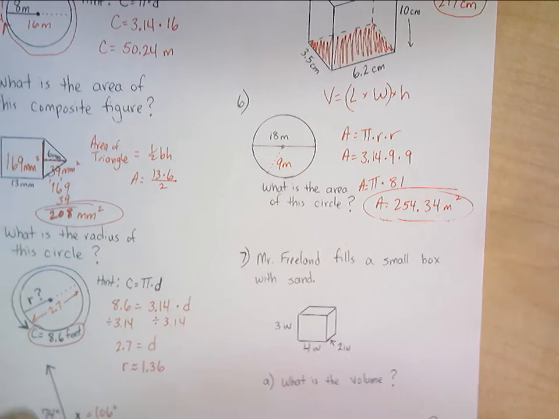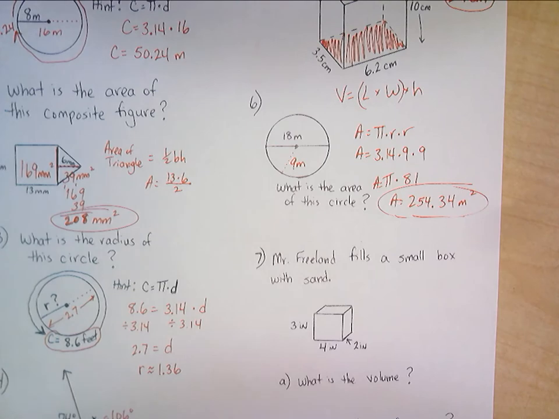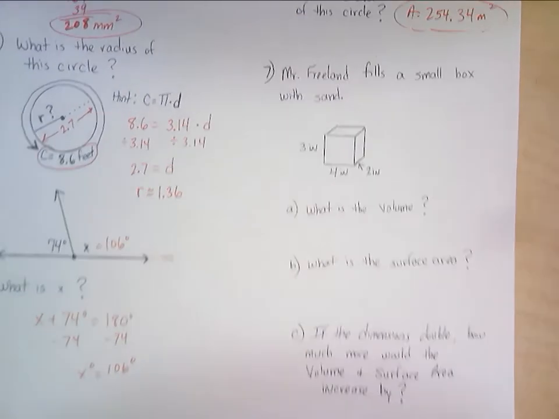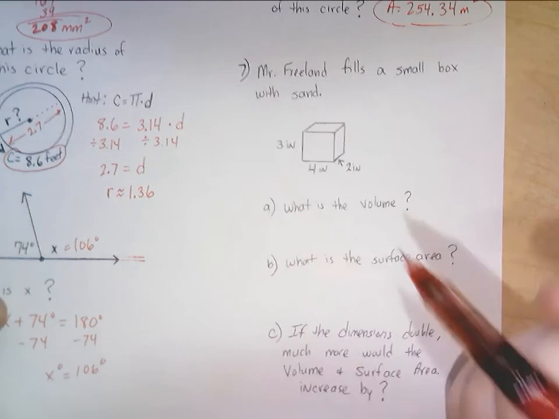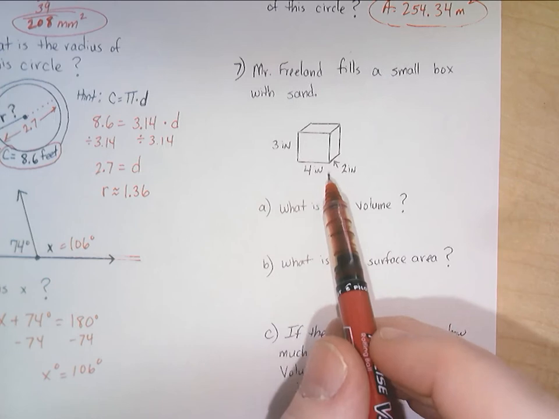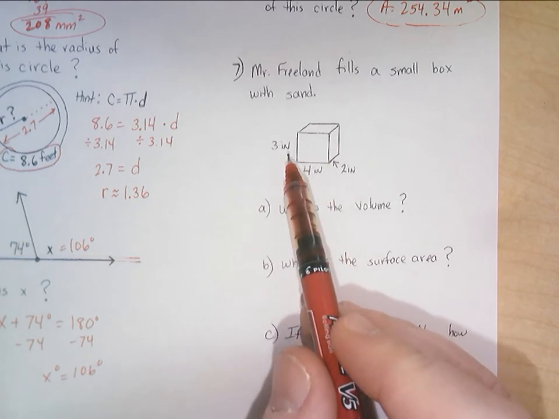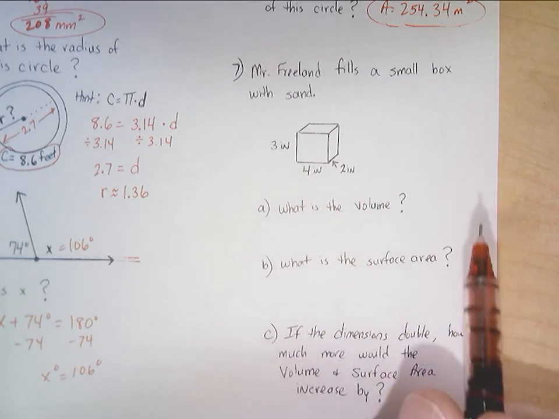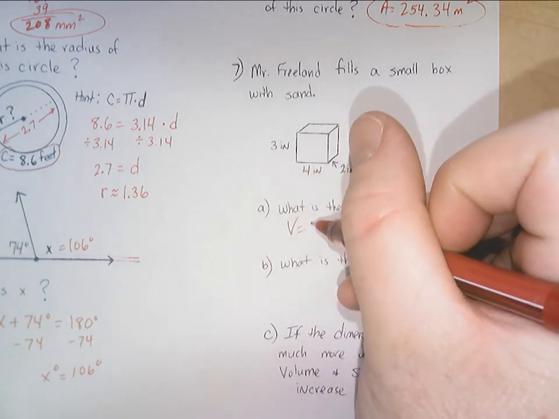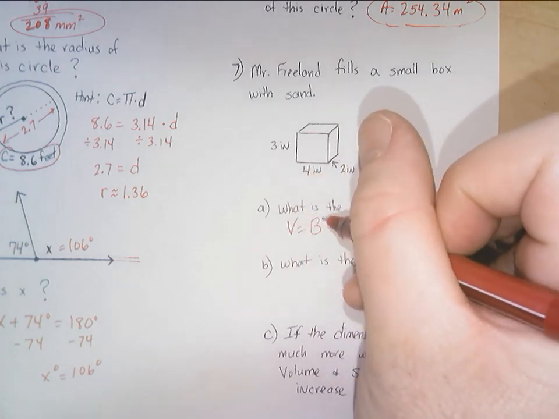And then last but not least, we've got volume and surface area. So we're going to try to find the volume and the surface area of this small box. I've got a small box, and I want to fill it up with sand. So I want to find out how much sand can actually fill this box. Now, this is a 3-inch by 4-inch by 2-inch box. Just like I said earlier, for volume, it's simply area of the base times height.